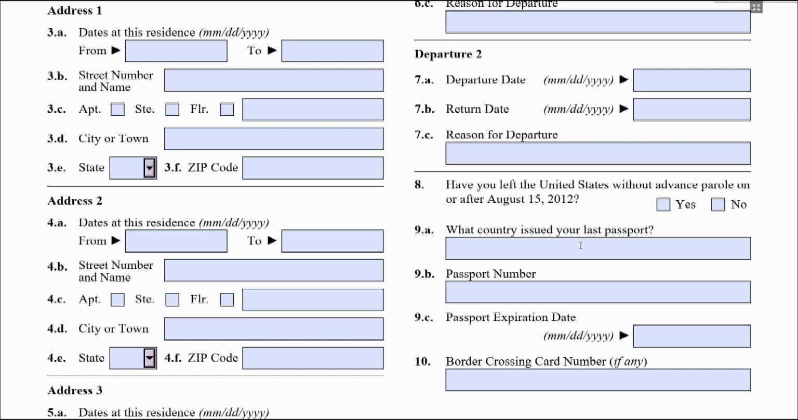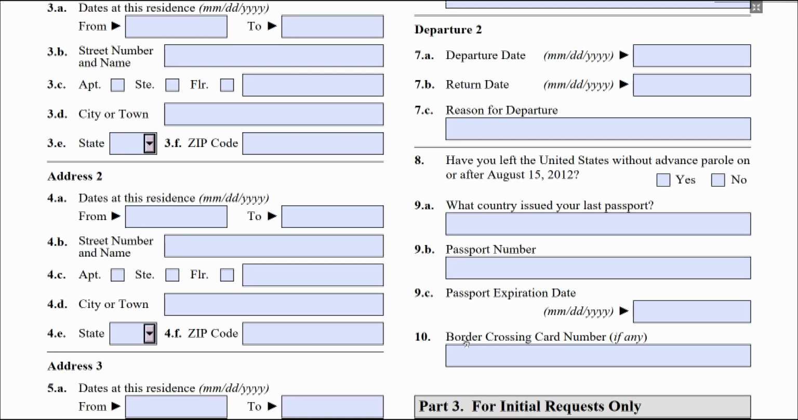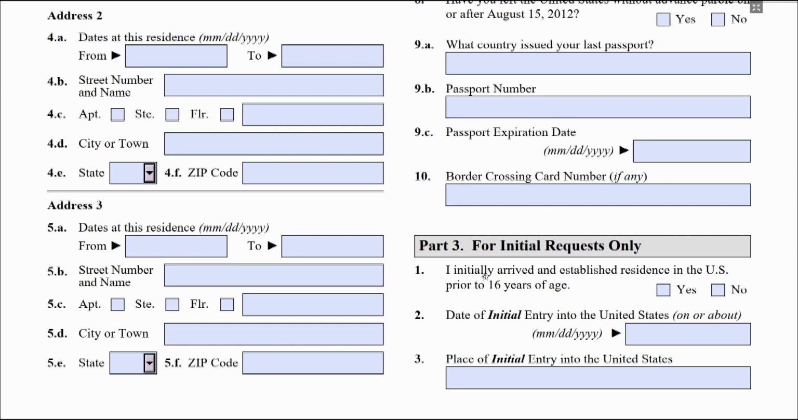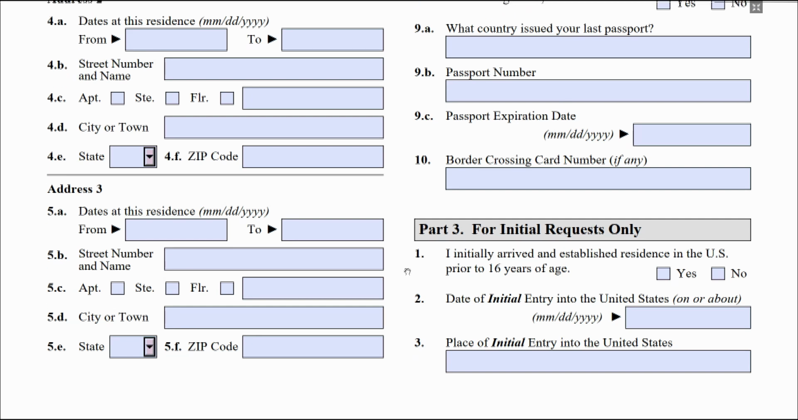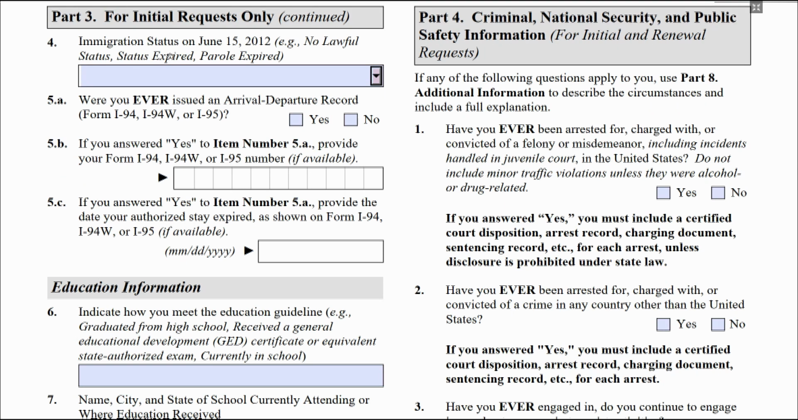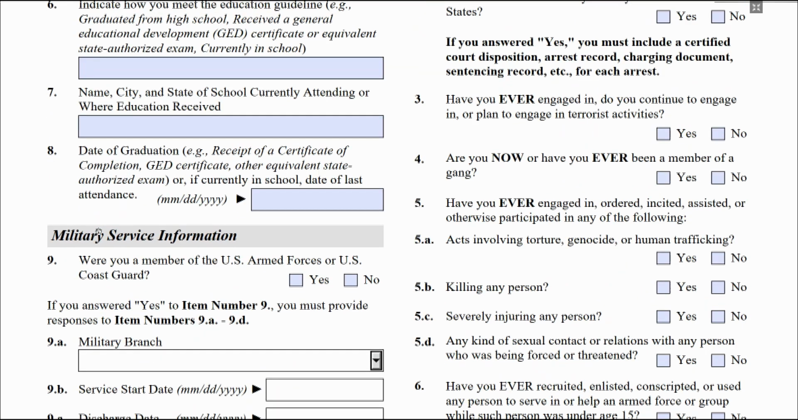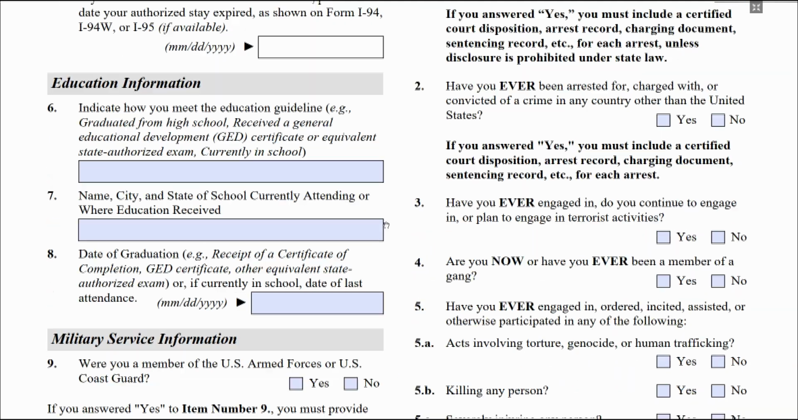number, expiration date. If you don't have it, it's fine. You can just put non-applicable. For initial requests only. This doesn't apply to renewals, so you skip that part. Same thing right here. All of this information right here about the I-94, that only applies to initials, as well as your education information, military service information. That all applies to initial renewals.